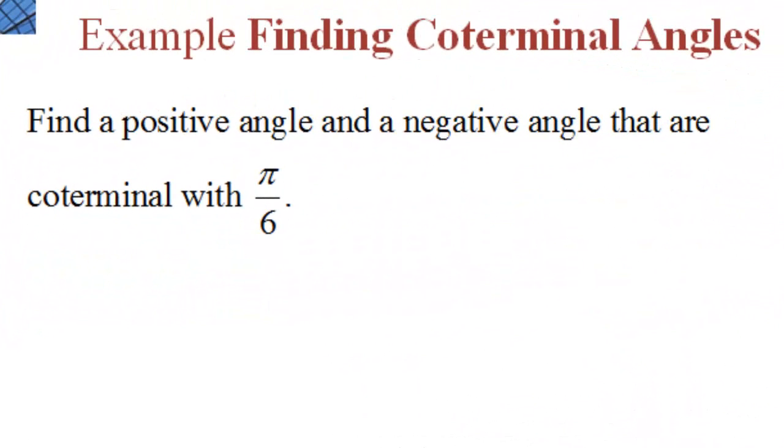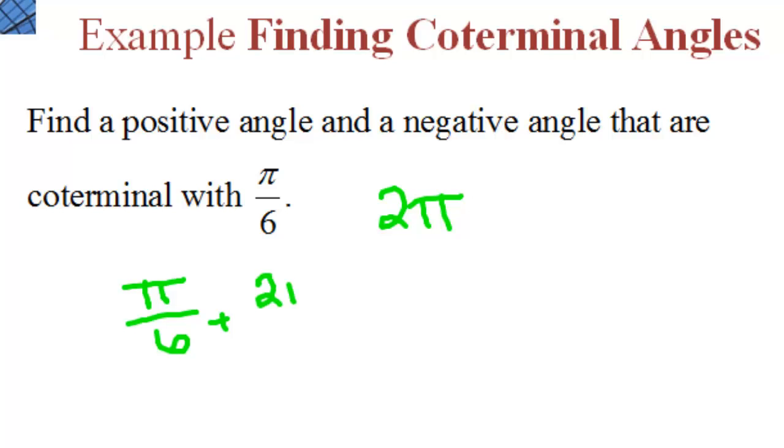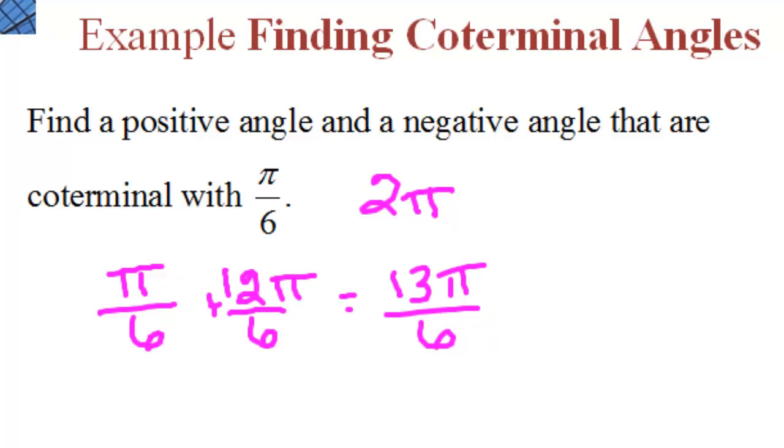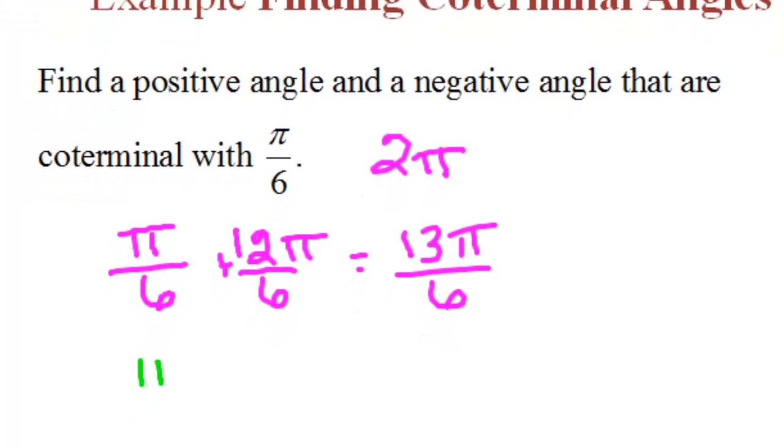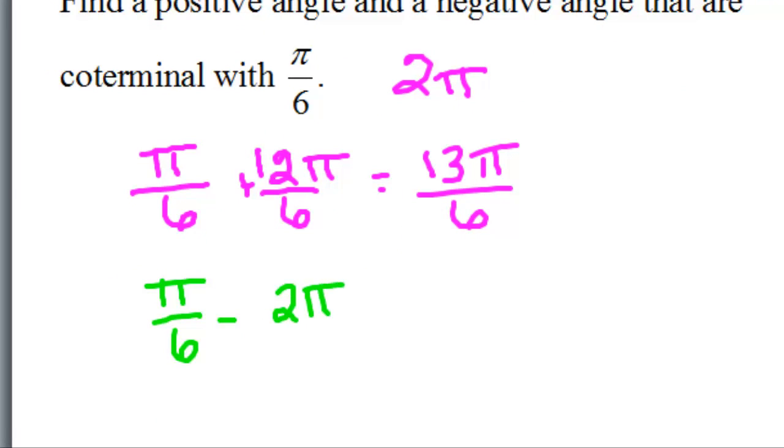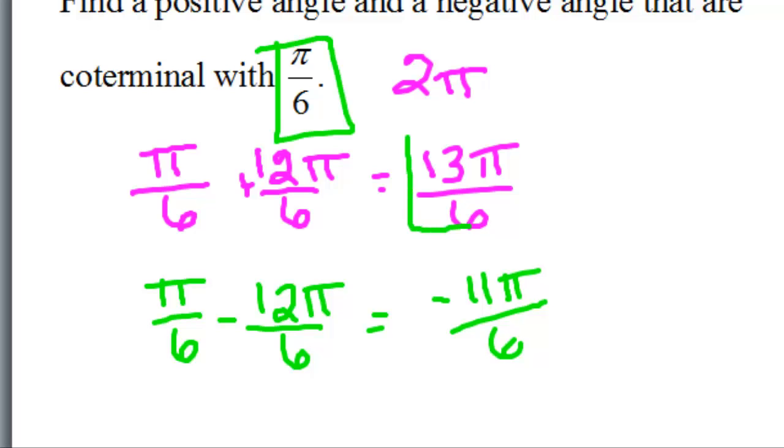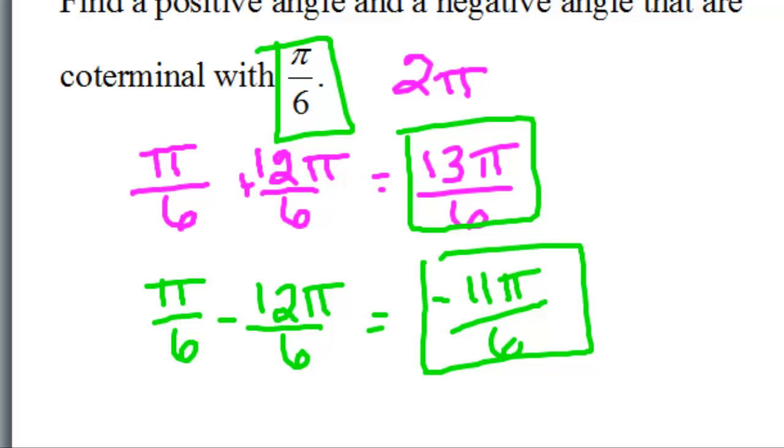If we want to find a coterminal angle with radians, we know that in a circle there are 2 pi radians. So to find coterminal angles, we can have pi over 6 plus 2 pi, and getting a common denominator, that'd be 12 pi over 6, which gives 13 pi over 6. So that would be one of the positive coterminal angles. To get a negative angle, we would have pi over 6 minus 2 pi, again getting a common denominator. This will give us negative 11 pi over 6. So pi over 6, 13 pi over 6, and negative 11 pi over 6 are all coterminal.